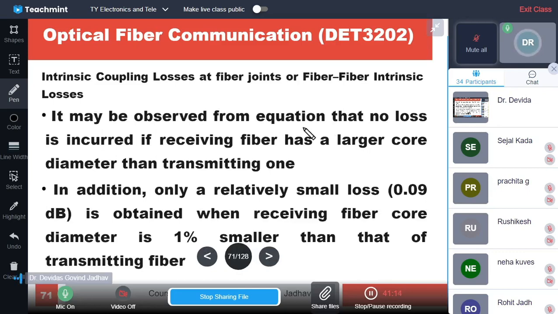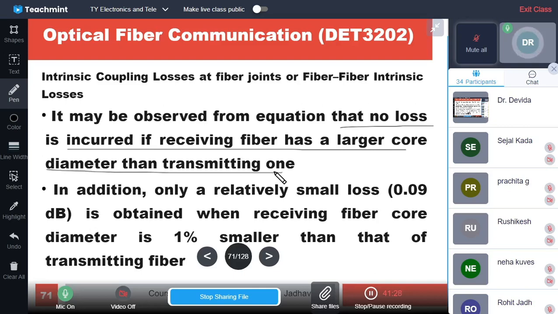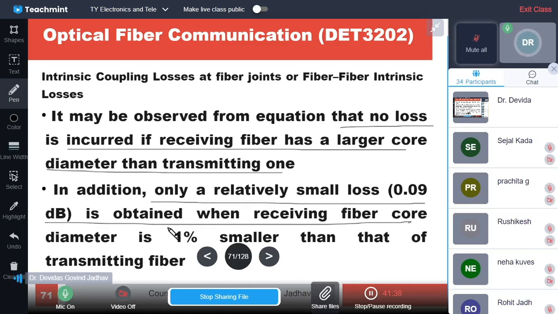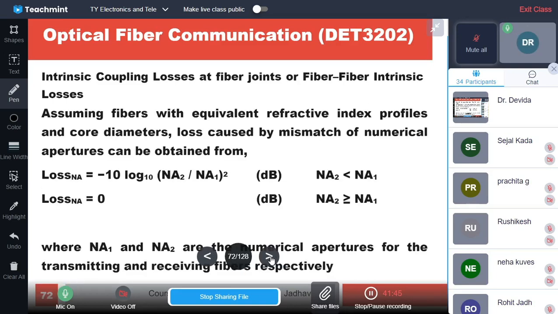It may be observed from the equation, no loss is incurred if the receiving fiber has a larger core diameter than the transmitting fiber. Okay. In addition, only a relatively small loss, 0.09 dB, is observed when the receiving fiber core diameter is 1% smaller than the transmitting fiber. Slight difference is there. But for a large difference, loss will be large.